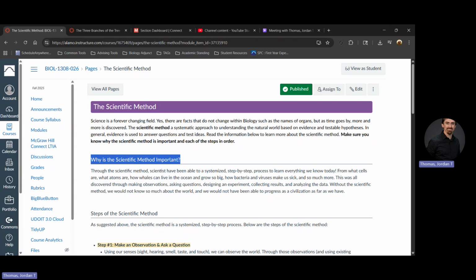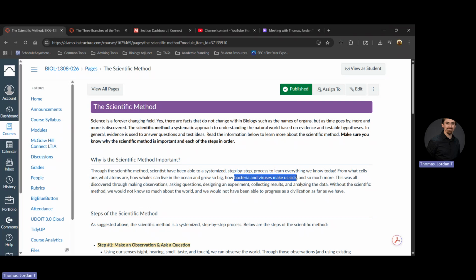The reason this is so important to us, so important to the world, is that with the scientific method, that is how we've learned so much. That's how we know what cells are. That's how we know what atoms are and what they're made of. That's how we know whales can live in the ocean and grow so big. They're the biggest organism in the world ever. This is how we know what bacteria and viruses are and how they make us sick, but also how to defend against them. Through the scientific method, science has made antibacterial medicine, antiviral medicine, vaccines, and so much more.